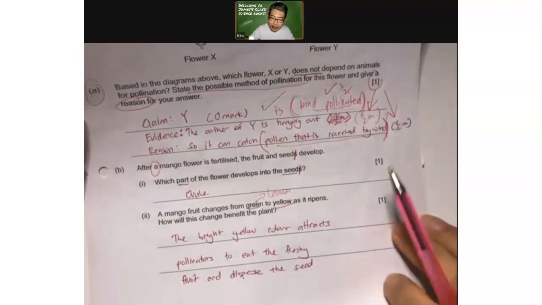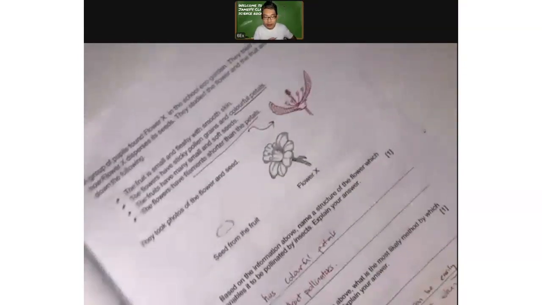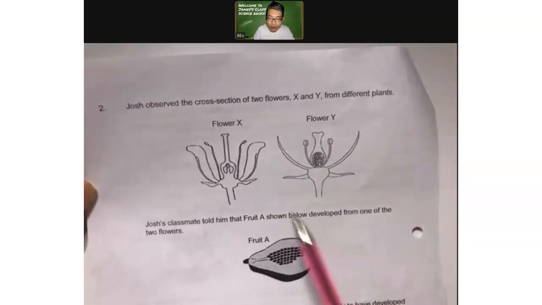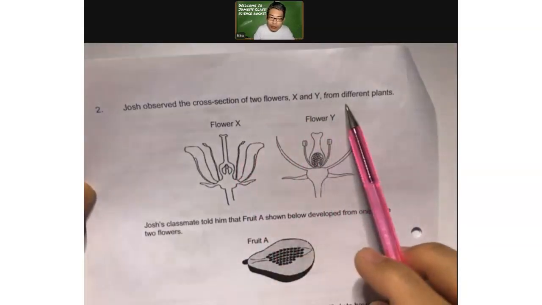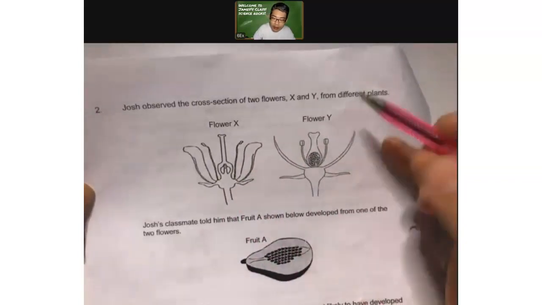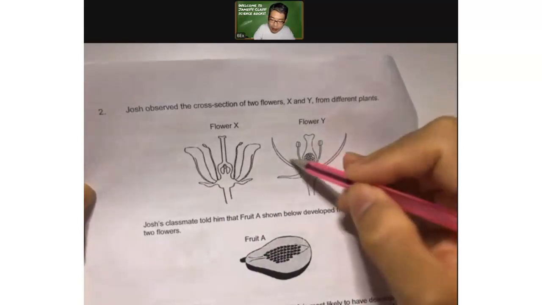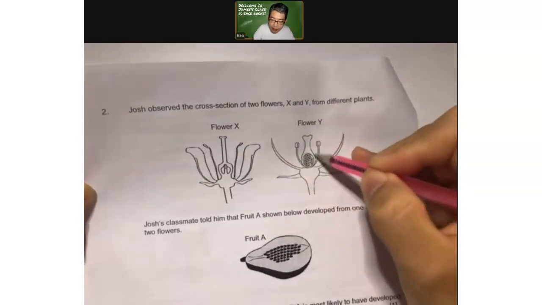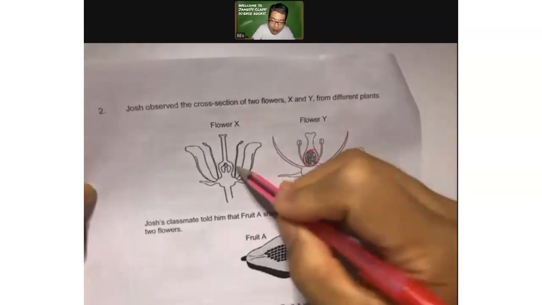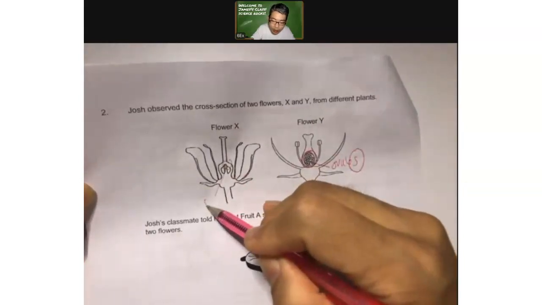Pause and take note of the answer. And let's go to the next one. Josh observed the cross-section of 2 flowers, X and Y, from different plants. Again, you notice the petals here. Notice here there are many ovules, plural. Here, only 1 ovule, singular.